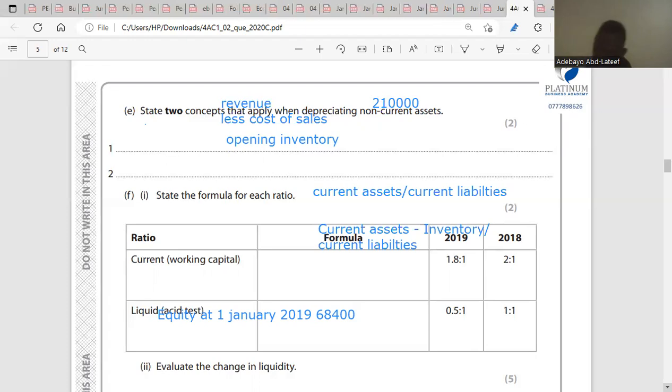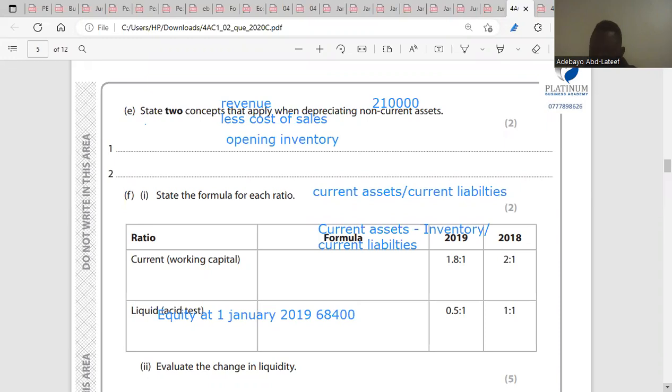Okay, do you get it? Yeah, I get it. Okay, so for this liquidity ratio, I wrote that the liquidity of the business has reduced between 2018 and 2019. An ideal current ratio should be 2:1. So if it is 2:1, like 2018, it means that the business will be able to pay its short-term debts. But going to 1.8, it means that the business is not having enough liquidity.